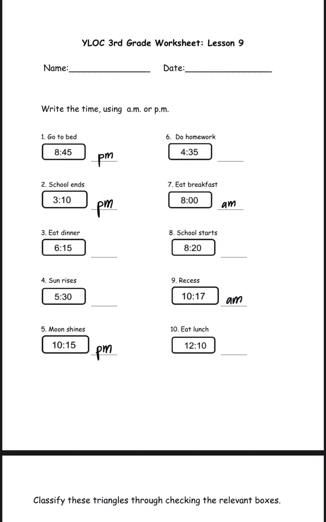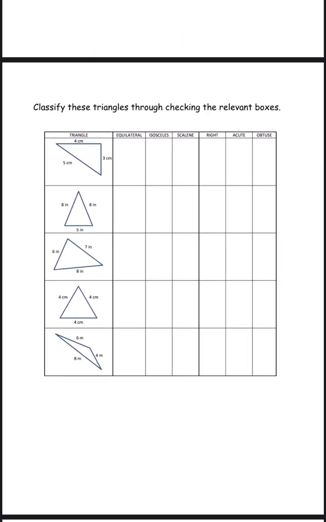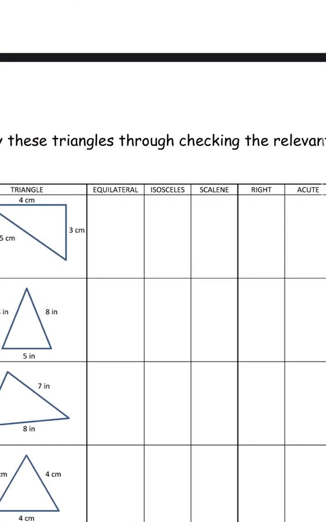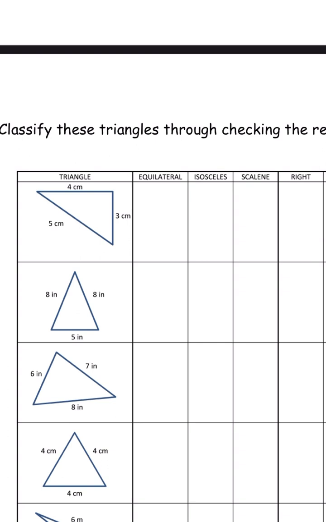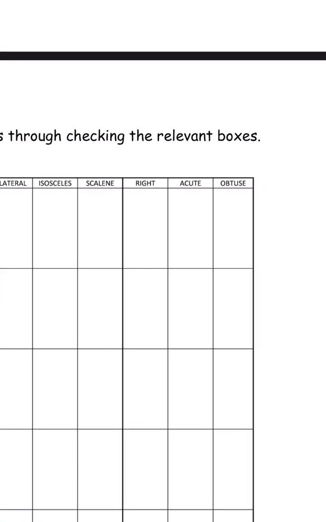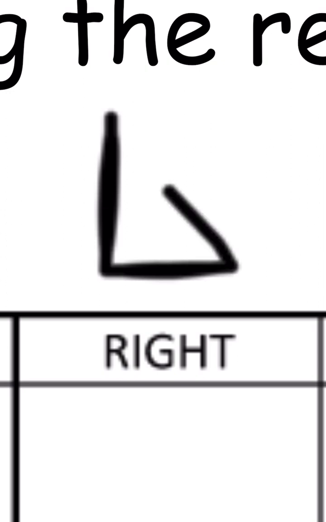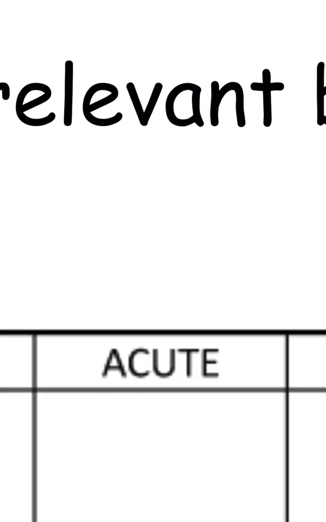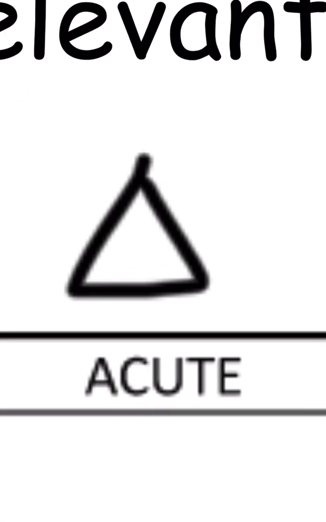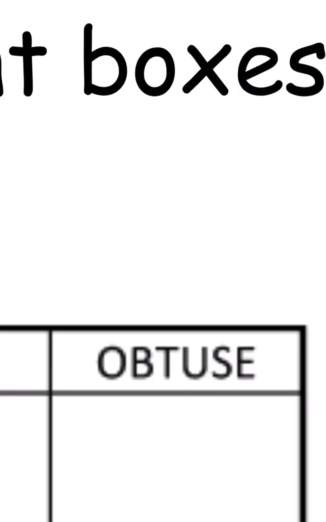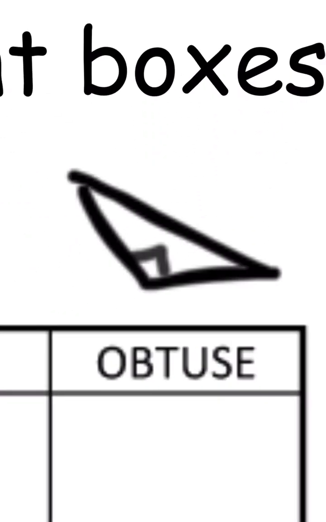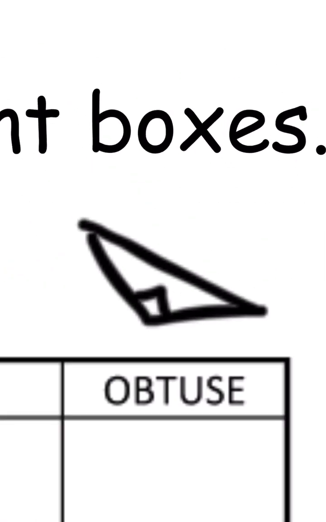Let's move on to the next page. So for this page, we need to classify these triangles through checking the relevant boxes. So for a scalene triangle, we're going to have all different sides, and isosceles triangles have 2 equal sides, and equilateral triangle has all equal sides. And right triangle is going to have 90 degrees, and acute triangle is going to have less than 90 degrees. And lastly, obtuse is going to be more than 90 degrees. So it's going to open a lot.